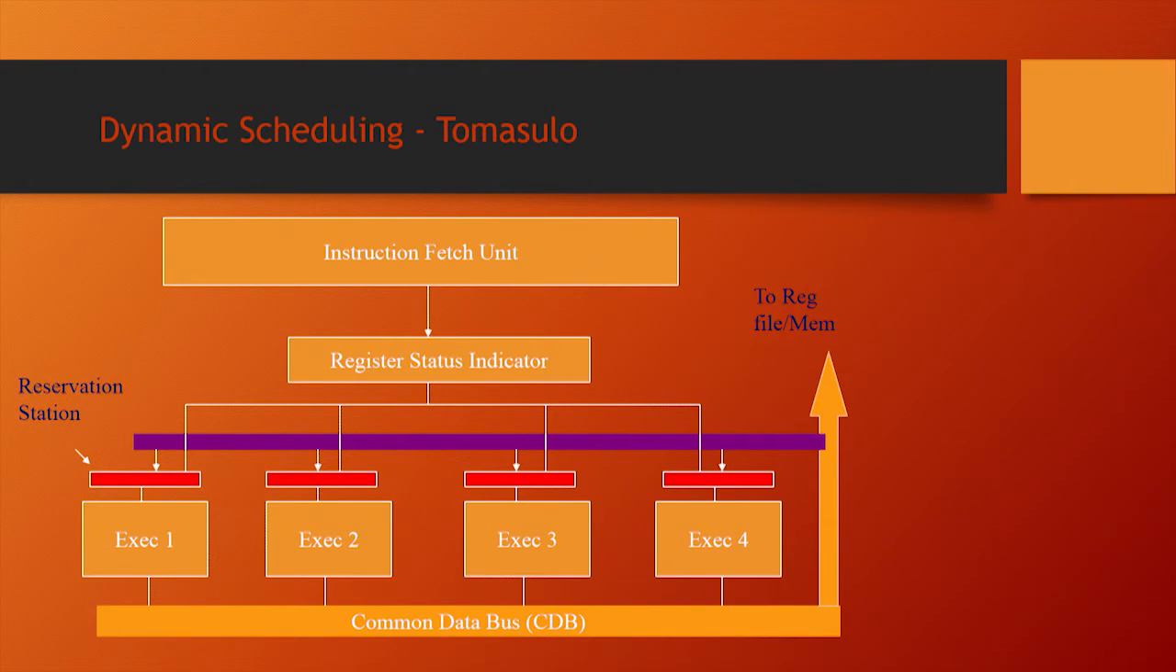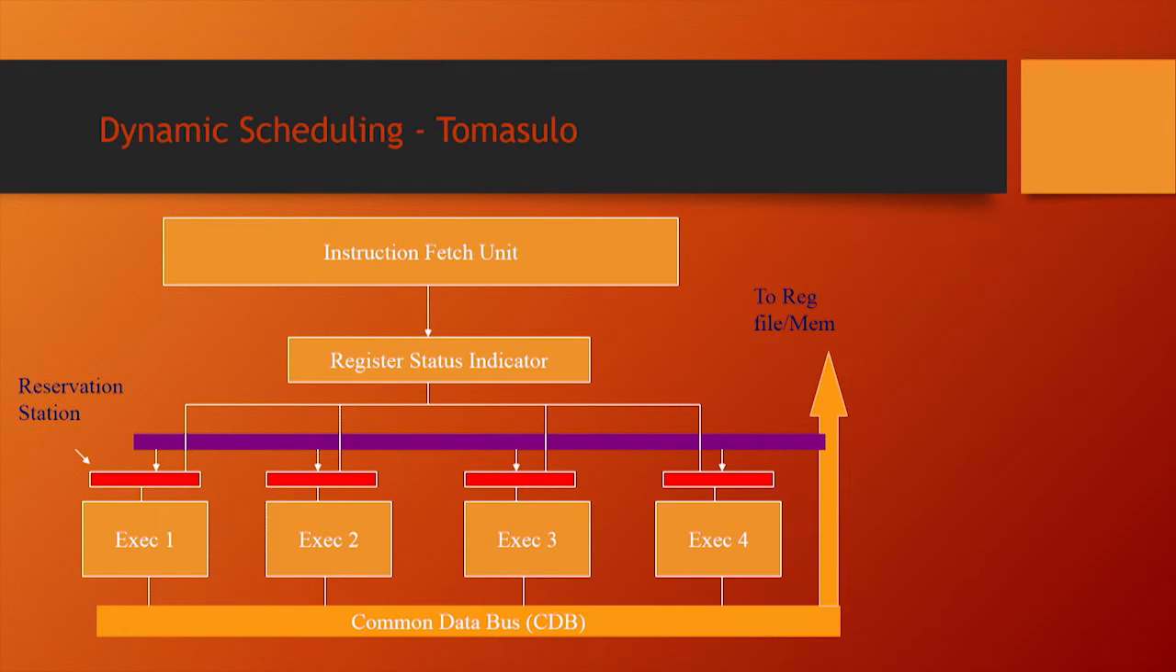So, this is how the entire microarchitecture looks. There is an instruction fetch unit which can fetch 1 or 2 or many instructions, and then there is a register status indicator. If the register status indicator is 0, that means the latest value of the register is in the register file. If it is non-zero, say some i, that means execution unit i is currently computing the value of the register, and that is the latest value. Suppose the register status indicator is 2, that means execution unit 2 is currently computing the value.